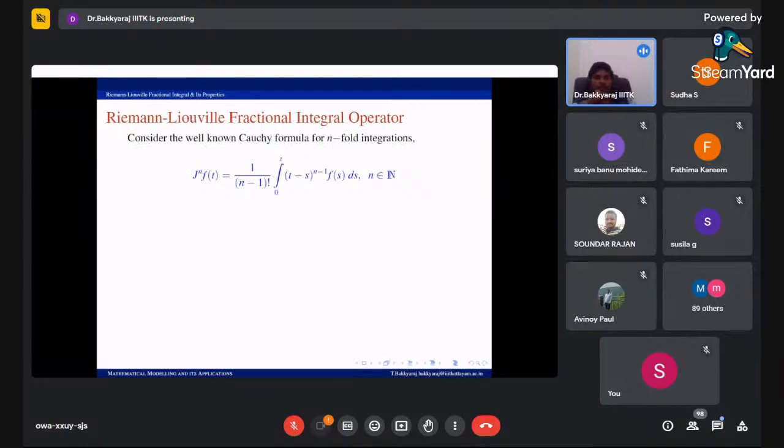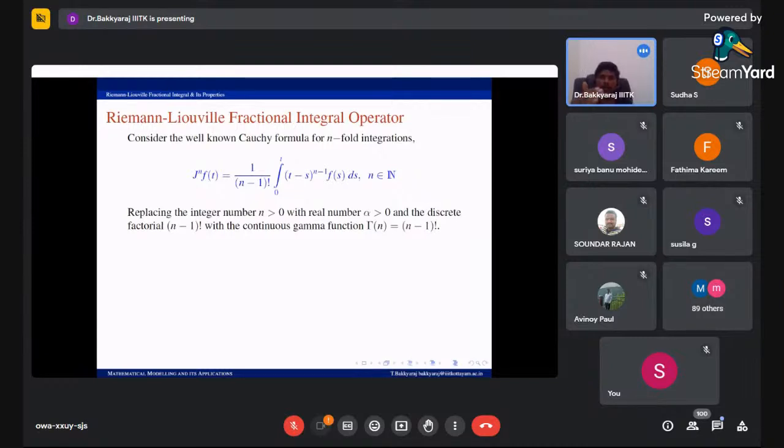So this is our Cauchy formula for n-fold integration. If you integrate a function consecutively n times, you will end up with this 1 by (n minus 1) factorial. I told you the factorial function can be replaced by the gamma function. So (n minus 1) factorial, you can write it as gamma of n. Now this n is a natural number.